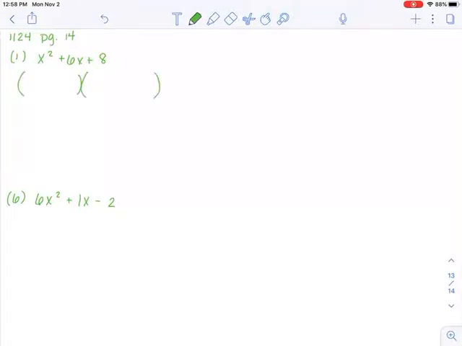So the first thing I always do is set up my parentheses, 2 sets of parentheses, ready to have 2 binomials inside. The second step is I look at the factors of my last term, which is 8. My factors of 8 are 1 times 8 and 2 times 4. Once you list all of your factors, ask yourself, which set of factors can you add to equal your middle coefficient? If I add 1 plus 8, I get 9, so that's not going to work. If I add 2 plus 4, I get 6, so this is the factor pair that I'm going to choose.